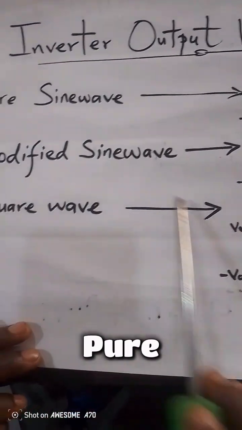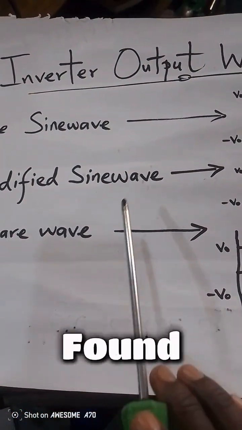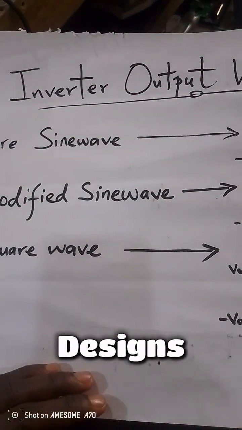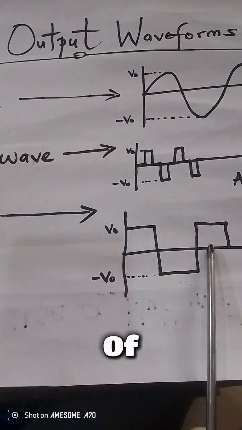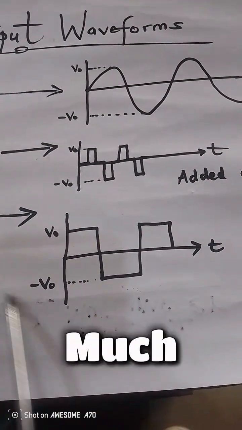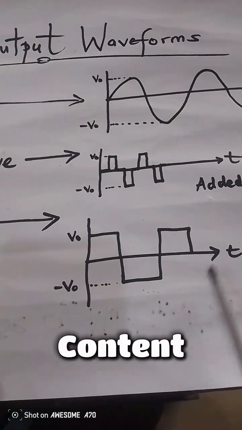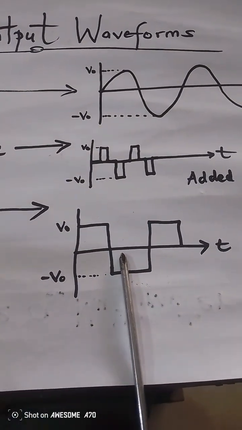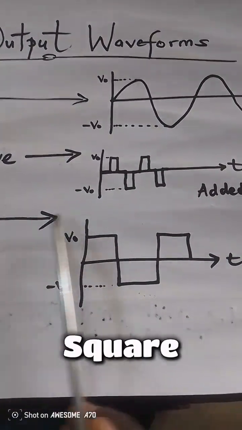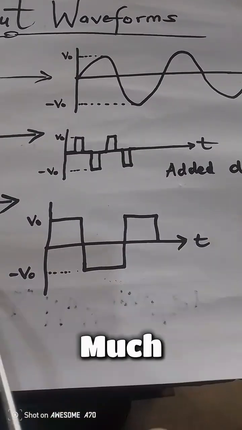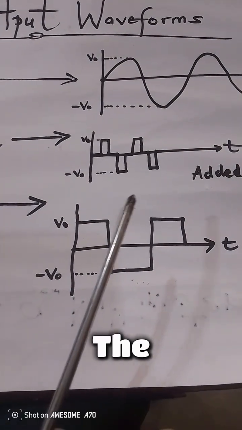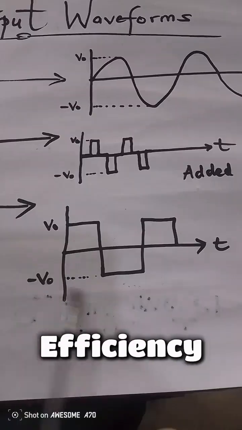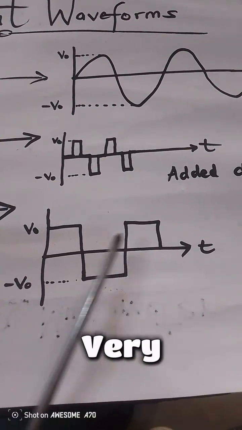Now, square waveforms are found in older inverter designs. This is how the waveform looks. It's just a turning on and turning off kind of waveform, which generates so much noise. There's so much noise content in the output. The disadvantages of these square wave inverters are many, which include efficiency drop. The efficiency of this inverter is very low as compared to the modified sine wave and the pure sine wave.